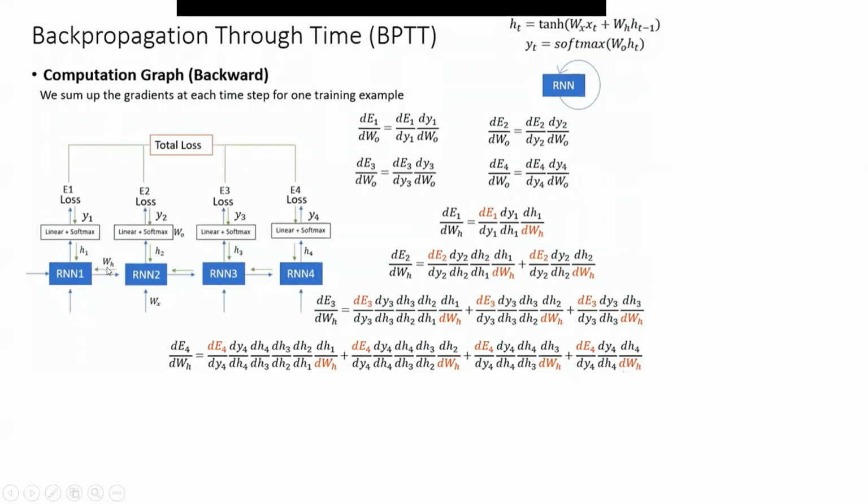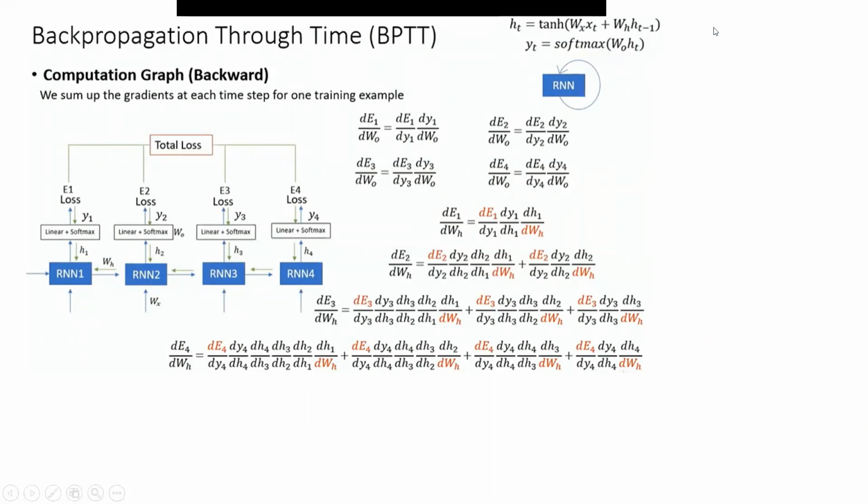If you see over here, this is WH, and this is also shared, WH. This is also shared, WX. The input weight, WX, is shared across all the networks of a recurrent neural network, and we have another weight, WO. So here we are talking about three weights.